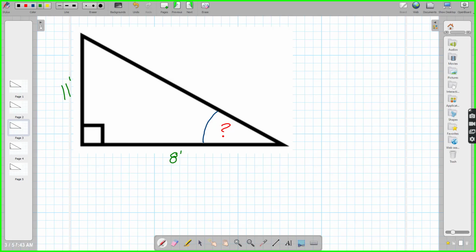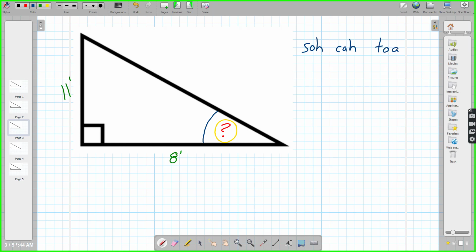We're going to take a look at how to determine missing angles. So as you can see, we have a right triangle, and I'm trying to find out what that angle is. Now we're going to go back and use SOHCAHTOA, a really important concept because it can do all kinds of cool stuff for us.